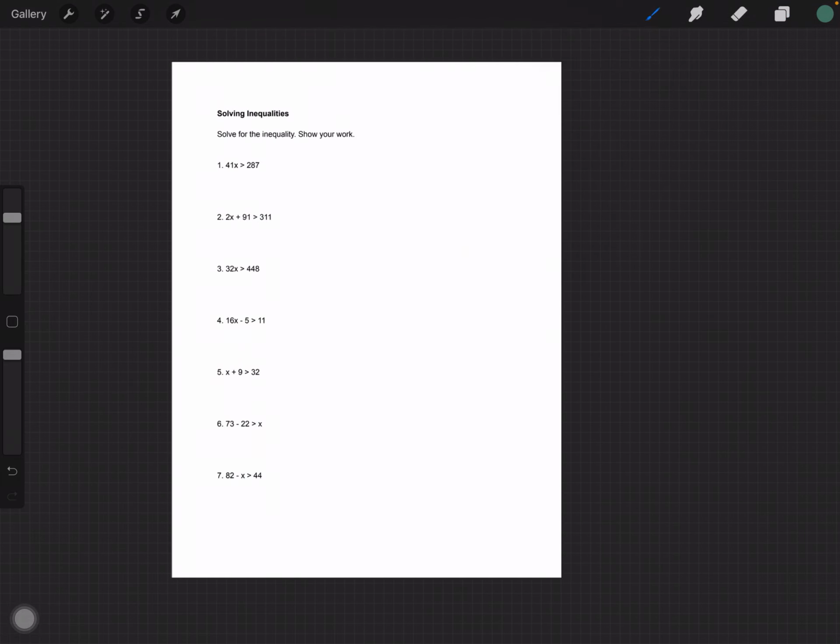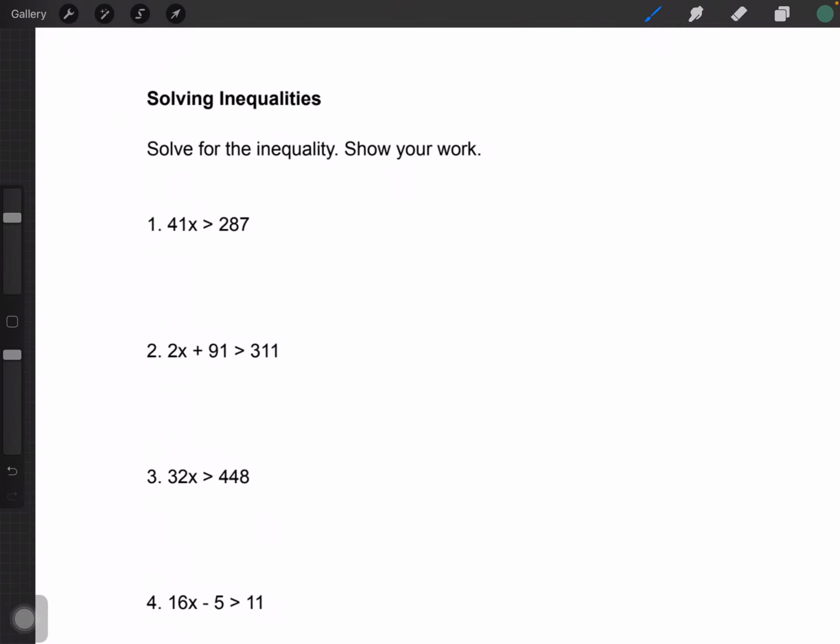Alright, so the second worksheet asks us to solve the inequalities, which is almost the same, except we have to worry about this inequality sign and to show our work as well. So the first one is long division, so I'm not going to do it because it'll take a while. Just the concept is you want to divide by 41 on both sides. Now you get x is greater than whatever 287 over 41 is equal to.